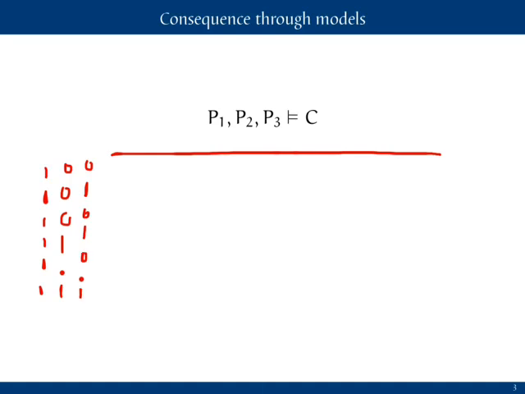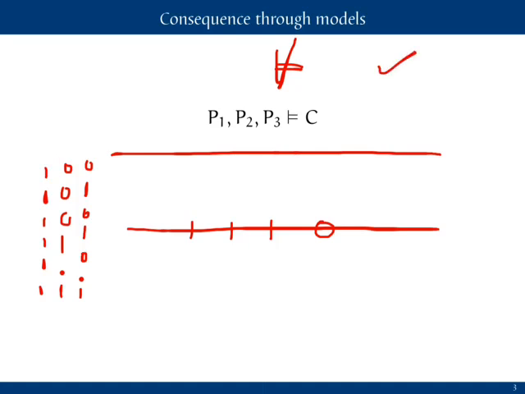We say that the argument is valid if you never have a row of a truth table where P1, P2, and P3 all get the value true and C gets the value false. If you've got a row like that, we say that the argument is invalid, and we'll write that with a slash through the turnstile. If there's no row like that, we say that the argument is valid, and it has no counterexample.